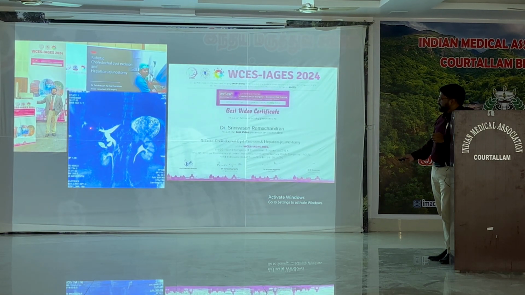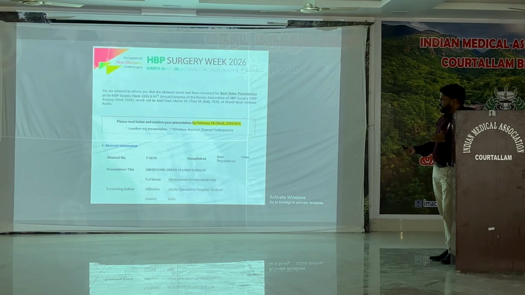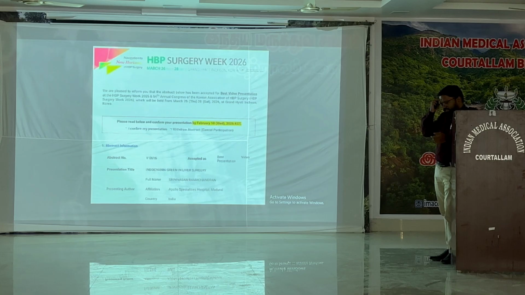This was a choledochal cyst. Again, a resection and robotic reconstruction was done. So this got an award in World Congress of Endoscopic Surgery 2024. So this is the most recent. Again, this is a collection of all the ICG cases. So this I'll be presenting next month in HPB conference in Korea. Has been selected for the best video award.